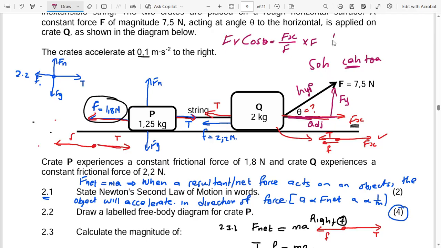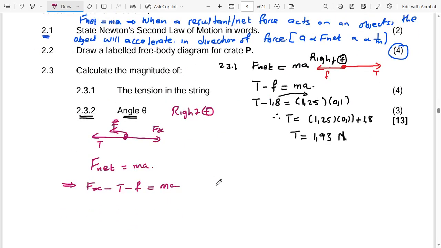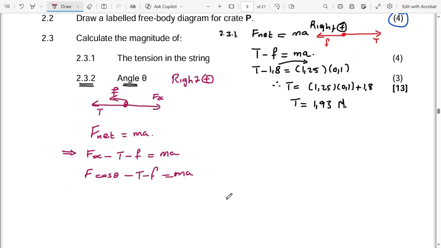What is your Fx equal to? The formula for Fx is F cos theta. I think everyone already knows that. So where there's Fx, I can substitute F cos theta. We minus tension. Do we know what the tension is? Okay, it's fine. Let me just rewrite everything, then I'll do the substitution now.